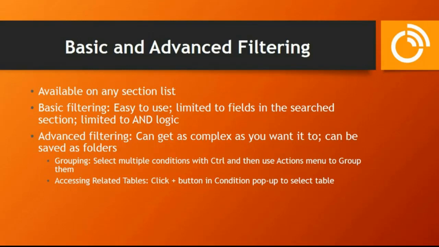So specifically with basic filtering, the two main limits here are that you can only search fields that are in the section you're searching, not connected sections. So for example, if you were searching, say, in the list of opportunities, you could search by any of your opportunity fields, but not by fields in, say, the accounts section, which are connected to opportunities. And the other limitation with basic filtering is that if you use multiple filters, the only way to combine them is with AND logic.